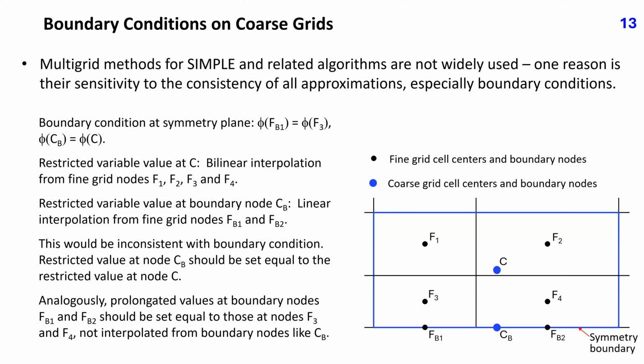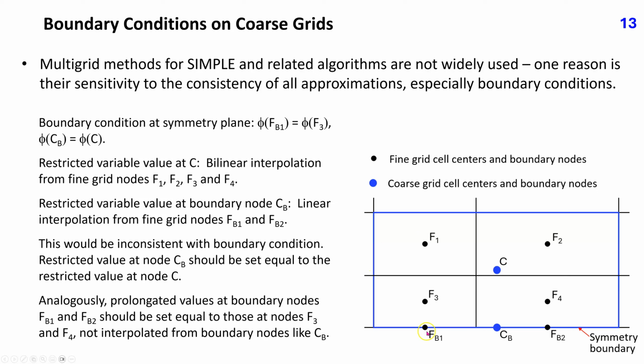Multigrid methods for SIMPLE and related algorithms are not widely used. One reason is their sensitivity to the consistency of all approximations, especially boundary conditions. Here is an example from implementation of boundary conditions at symmetry planes. Boundary condition at symmetry plane for a scalar variable phi implies zero gradient in the direction normal to boundary. It is usually implemented in finite volume methods by setting the values at boundary nodes equal to the values at the centers of control volumes attached to the boundary.